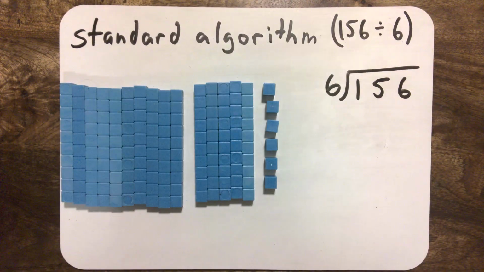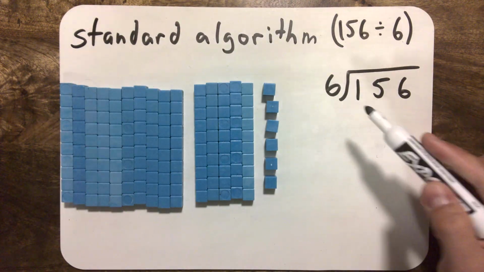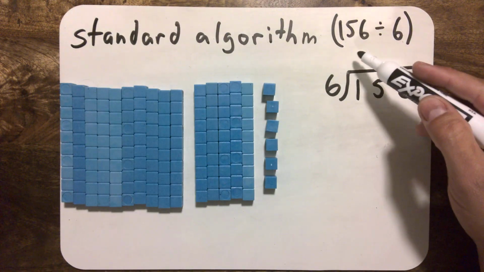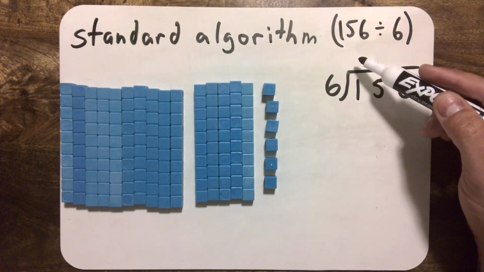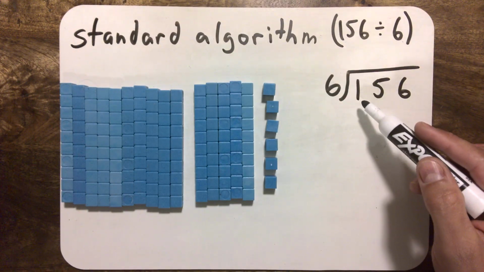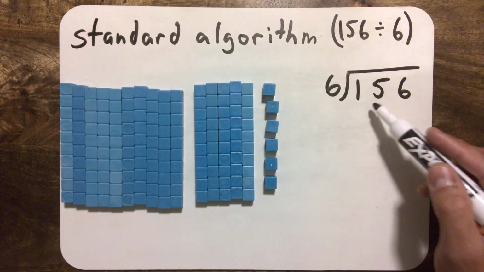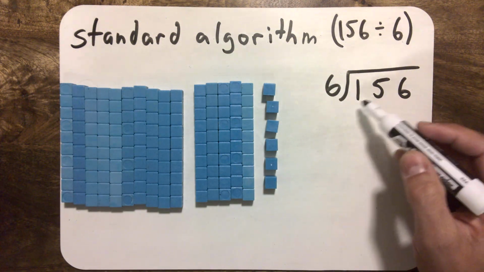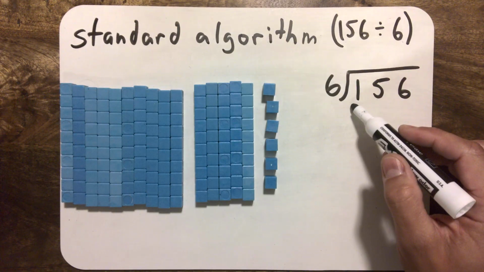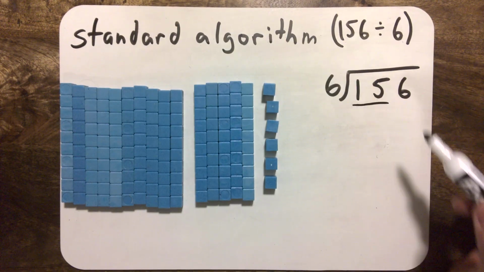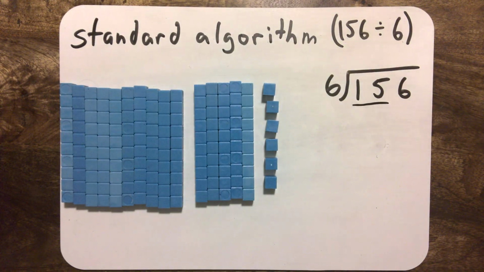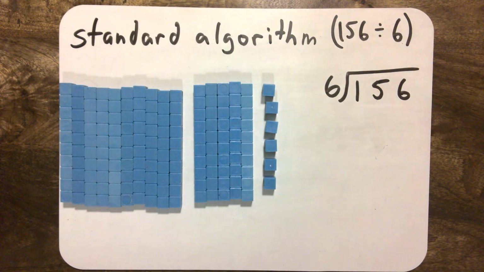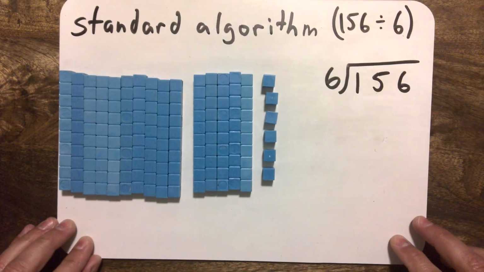So again, in the algorithm, some might think of how many times does 6 go into 1? Well, 0. It doesn't go into any. We could write the 0 up here, and then now we just think of this as 15 tens. We want to relate that back to what's actually happening in the model. So I was just looking at this one place value, now I'm looking at these 2 place values here. If I have 15 tens, how can I divide that into 6 groups equally?